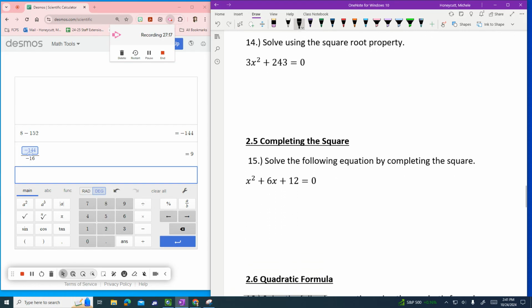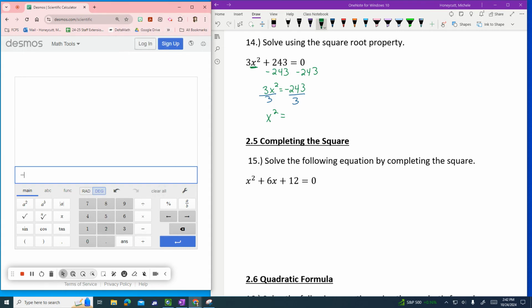Number 14 says solve using the square root property. The square root property is just where you isolate the x squared and then take the square root. So to do that, you can subtract 243 on both sides. So we have 3x squared equals negative 243. You can divide both sides by 3. So negative 243 divided by 3 is negative 81.